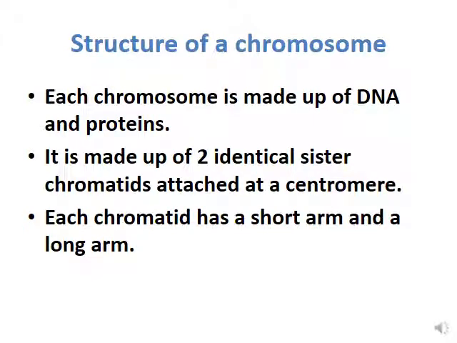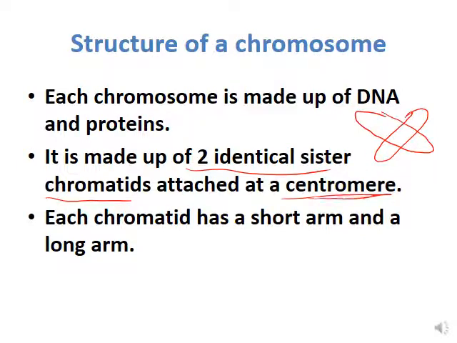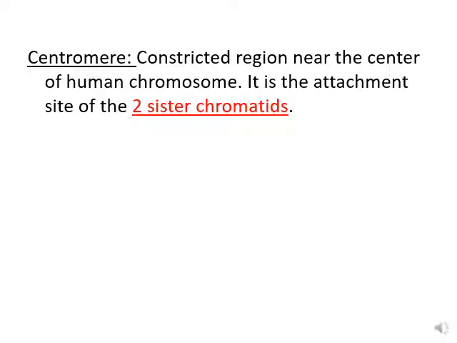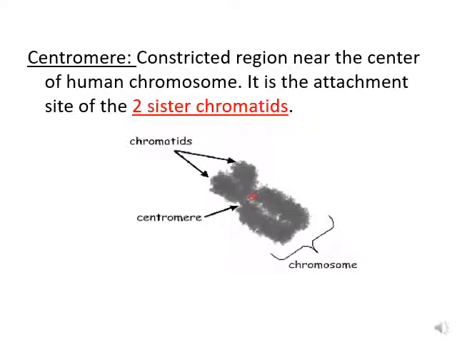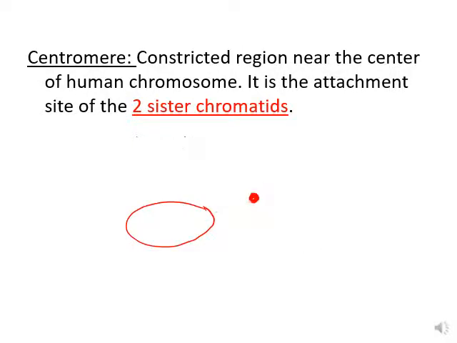So chromosome is made of DNA and proteins. It's made of two identical sister chromatids. So this is a chromatid, and the second one is a chromatid. So two identical, and they are attached in the middle by the centromere. Each chromatid has a short arm and a long arm. So centromere, it's a constricted region near the center of the chromosome. It's the attachment site of the two sister chromatids. They are attached here in the middle. It's called the centromere.